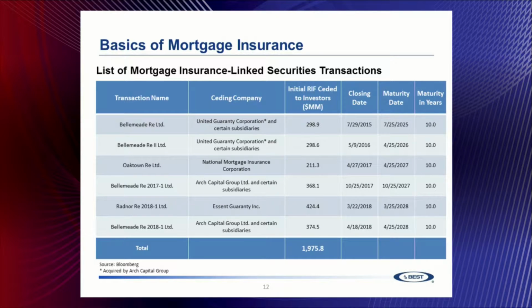These are the 6 transactions we've seen so far. The first transactions were done by Arch/UGC. And Arch and UGC have been involved in 1, 2, 3, 4 transactions. National Mortgage Insurance has done 1 transaction, and Essent Guarantee has sponsored another transaction. The maturity of these transactions is generally about 10 years.